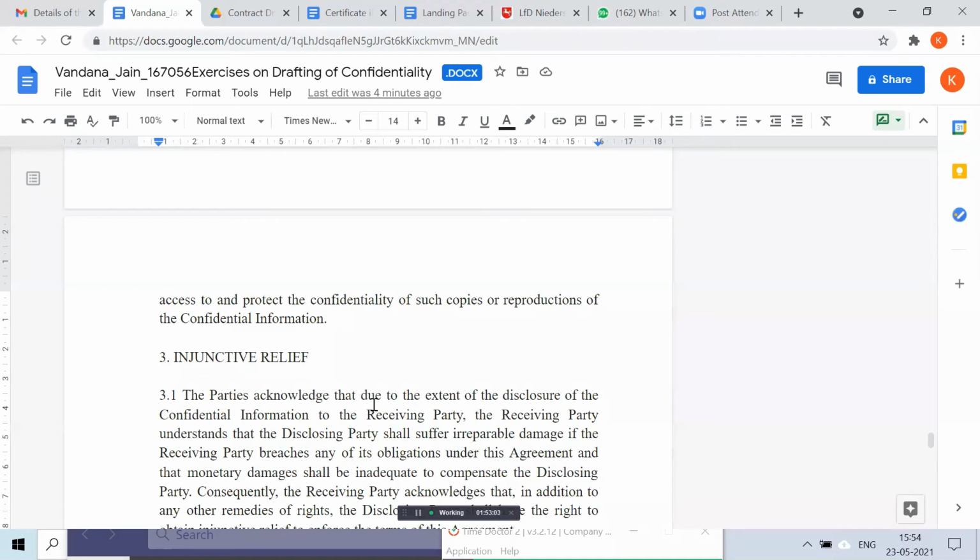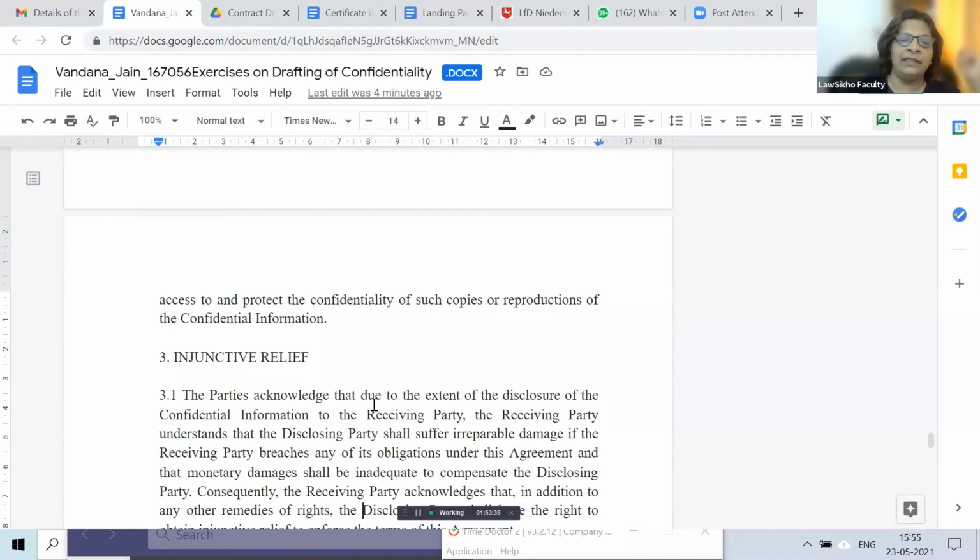In the event they do not invest in this company and subsequently they utilize this information in an unauthorized manner, is there any remedy? That is what we are looking at. Okay. This is injunctive relief, right? They acknowledge that due to the extent the receiving party understands that disclosing party will suffer irreparable damage if they breach their obligations. Okay, and monetary damages will be inadequate to compensate.